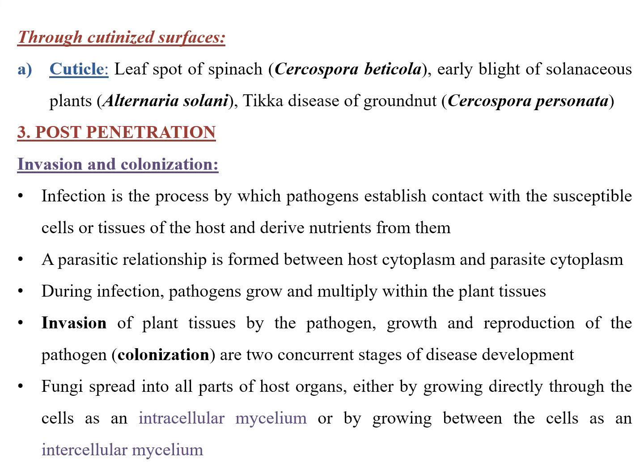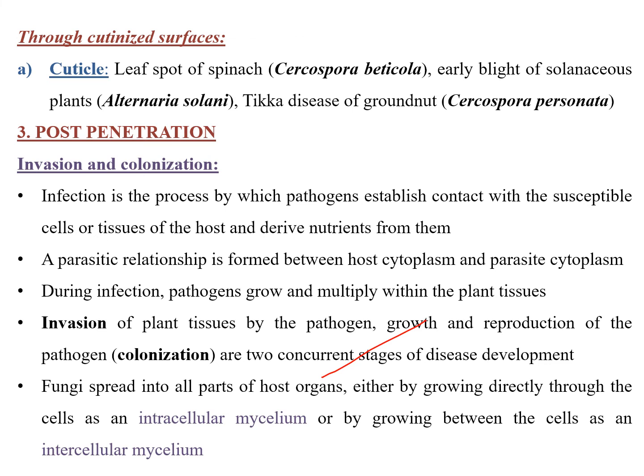During infection, pathogens generally grow and multiply within the plant tissues. Invasion of plant tissues by the pathogen, and growth and reproduction of that pathogen, are the two concurrent stages of disease development. That is, first it has to infect the plant tissue, then it has to grow within that host tissue and reproduce. That is the colonization, meaning it will multiply within the host system to increase their number. So these are the two concurrent stages in disease development.